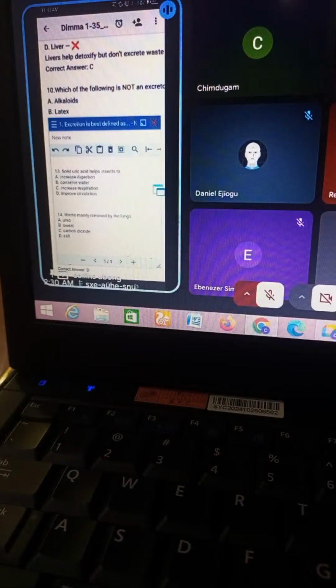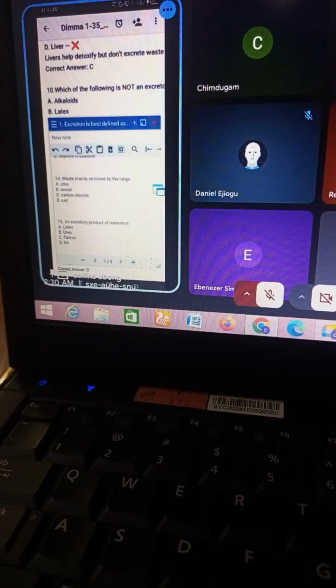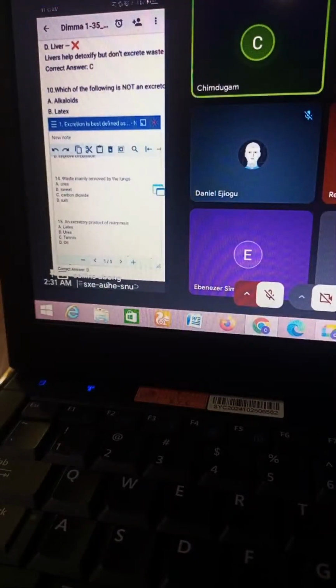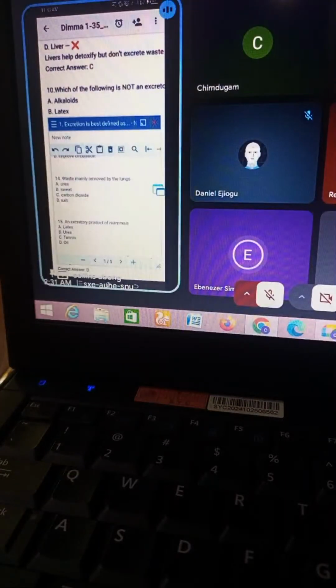Number 14, waste mainly removed by the lungs. A, urea, B, sweat, C, carbon dioxide, D. So this one is very cheap now. Carbon dioxide, correct. Then number 15, an excretory product of mammals. Urea. It's like a repetition of that question again.